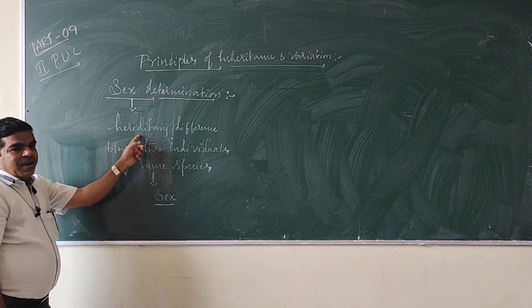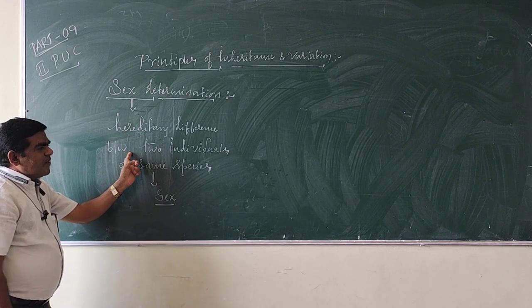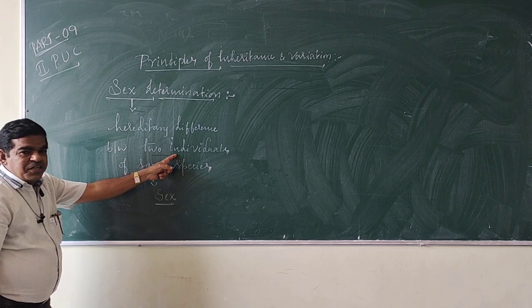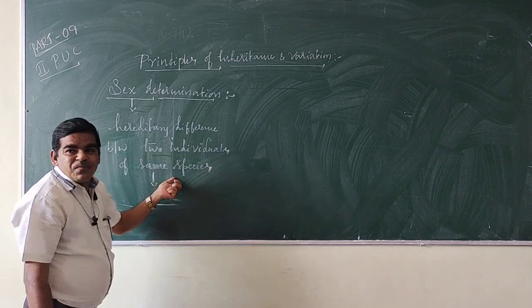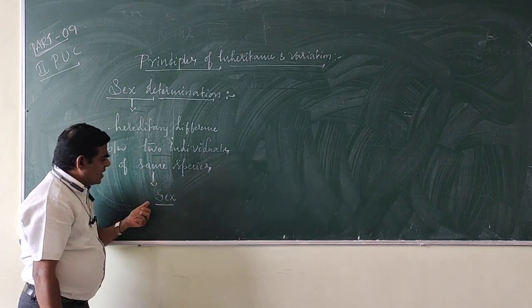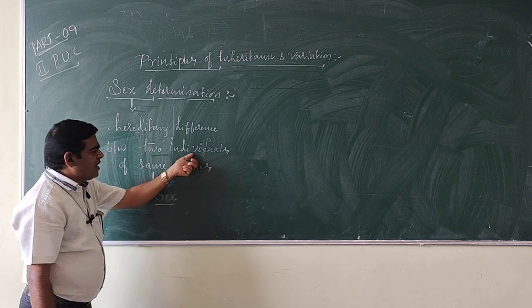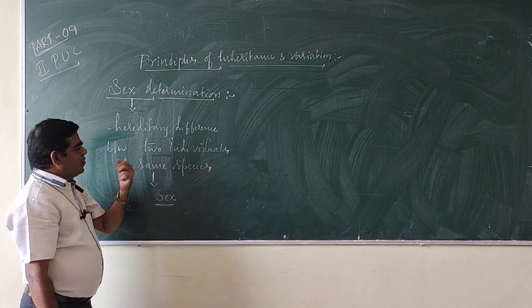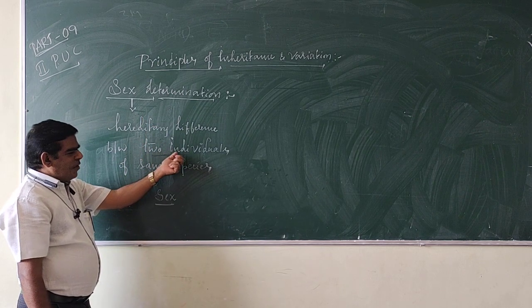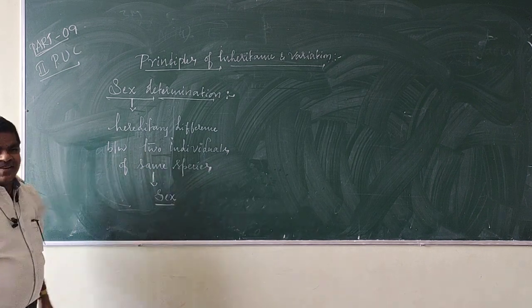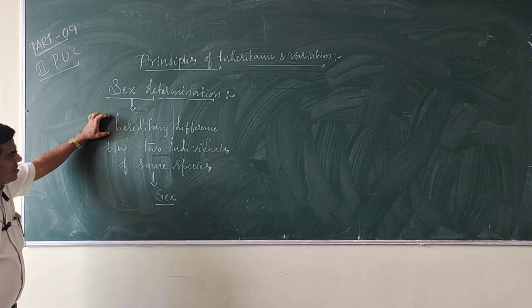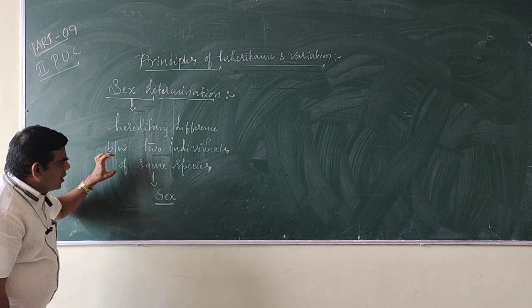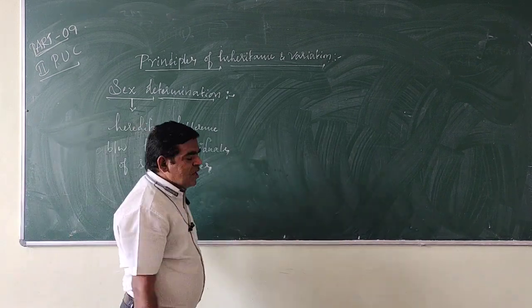Sex is defined as hereditary differences between two individuals of the same species, two different sexes, male and female. Sex means there are two types, male and female. Clear?